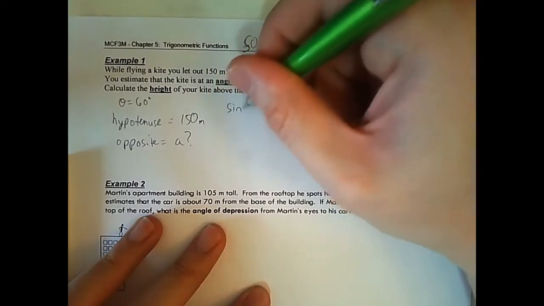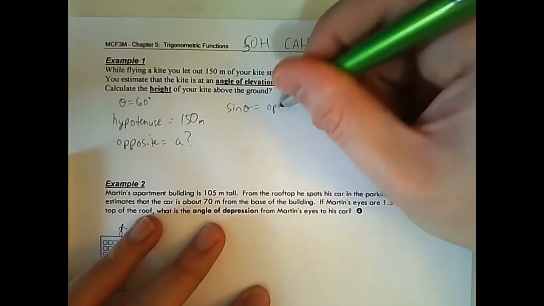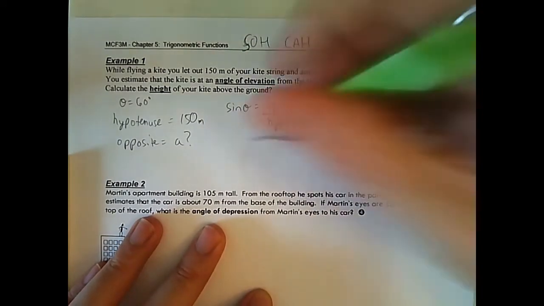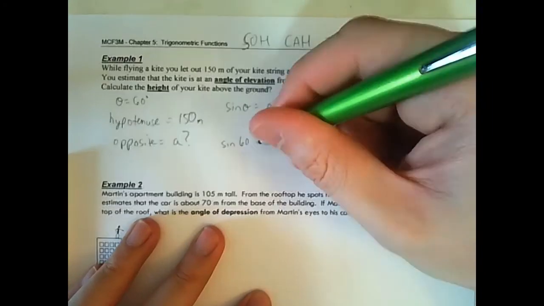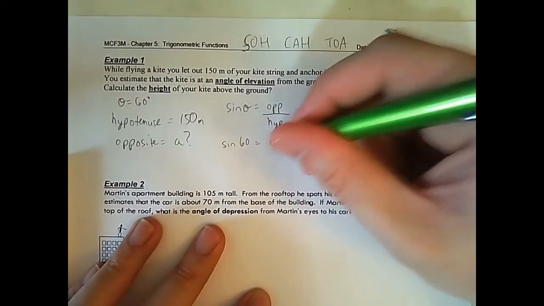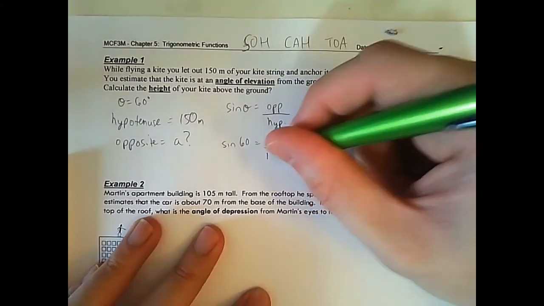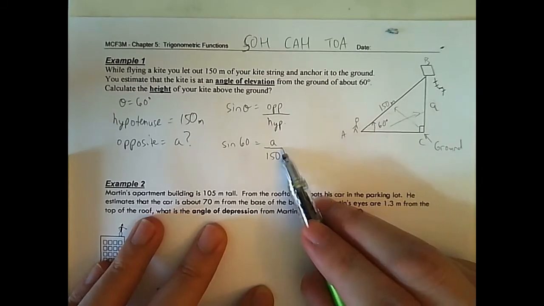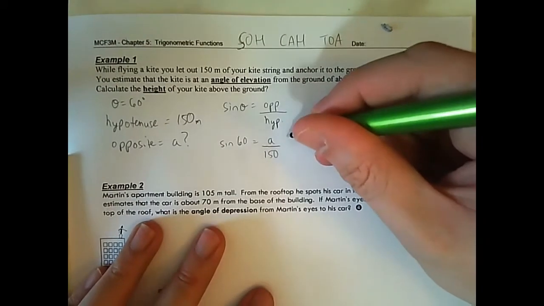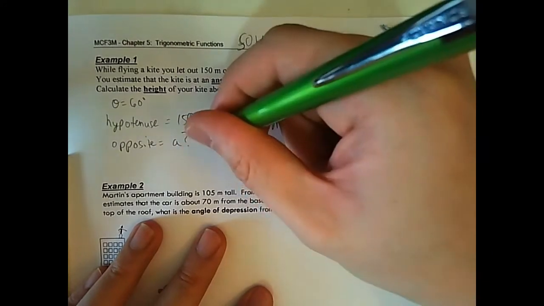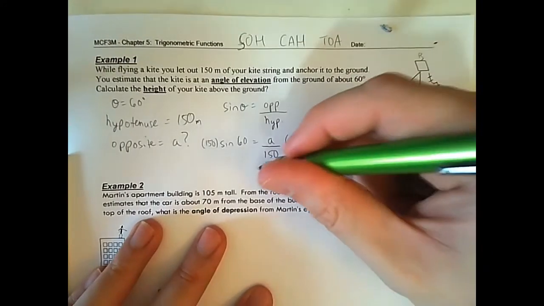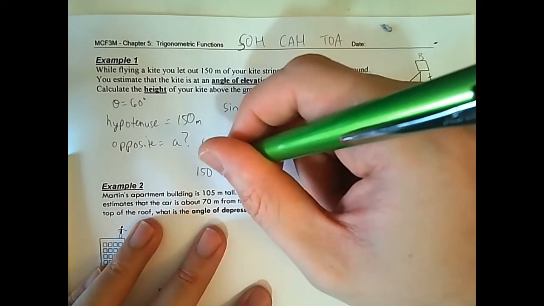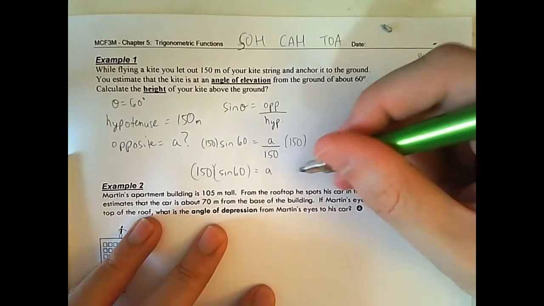Our ratio is sine theta is equal to opposite over hypotenuse. We know what theta is. So we said theta is 60. We don't know what the opposite is. We know it's A. And we know the hypotenuse is 150 meters. So I want to solve for A. I want to get rid of this fraction. I'm going to multiply by the denominator. Whatever you do to one side, you do to both sides. So we're left with A is equal to 150 sine 60. Put these in brackets to represent that we're multiplying them.